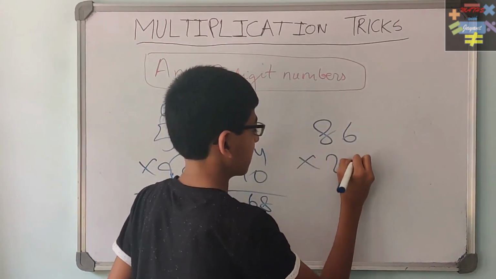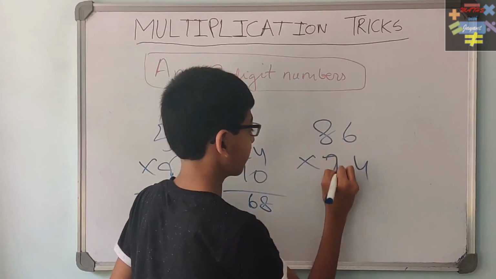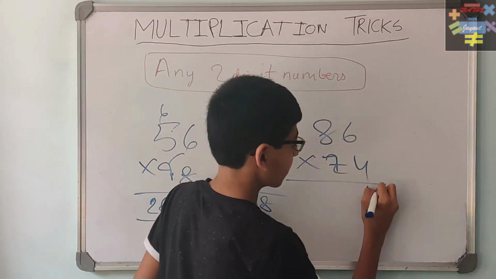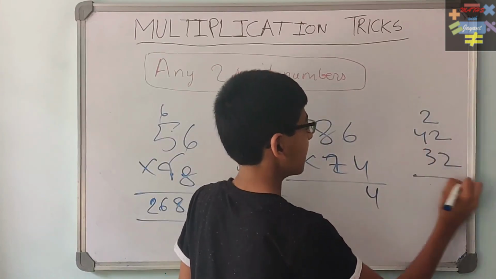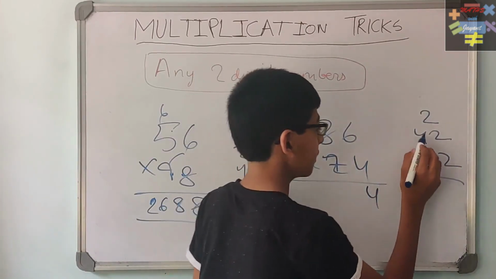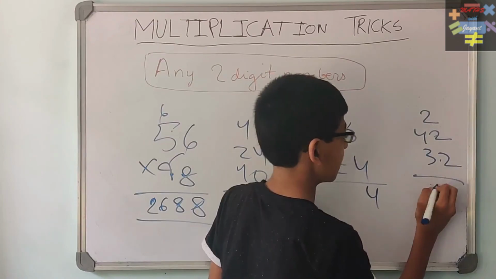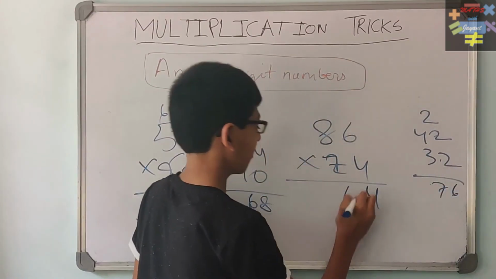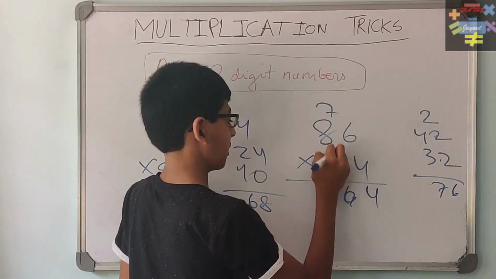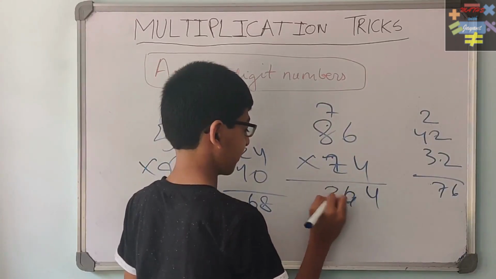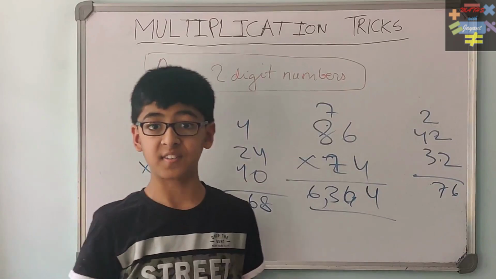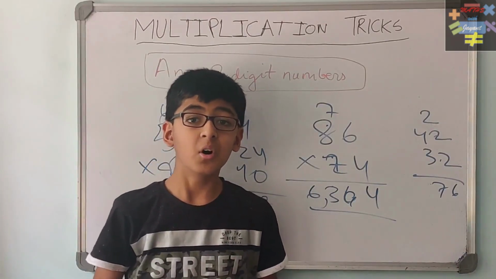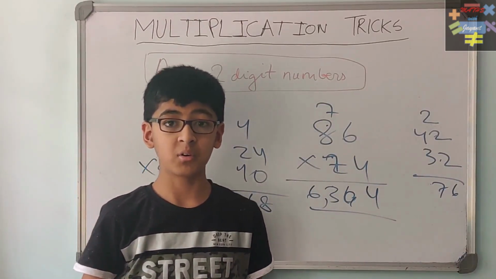86 into 74. 6 4s are 24, 2 comes here, 7 6s are 42, 8 4s are 32. Like this we add them. 42 plus 32 is 74 plus 2, 76. 6 comes here, 7 comes here. 7 8s are 56 plus 7, 63. So our answer is 6,364.